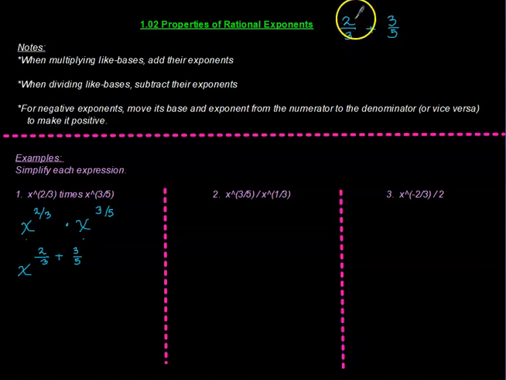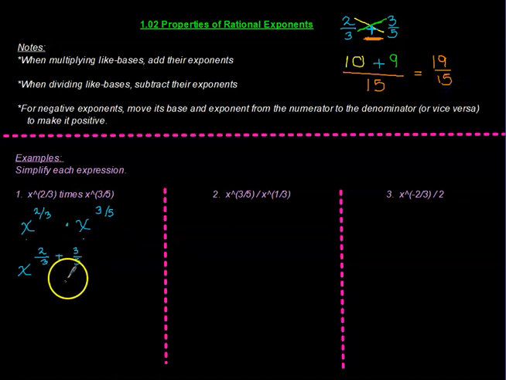Crisscross applesauce. So criss, 2 times 5 would be 10, plus, because there's a plus in the middle. Then we have the cross, 3 times 3 is 9, and then all over applesauce, which is the two denominators multiplied together. So 3 times 5 would give you 15, and this gives you 19 over 15. So when you add them, you'll get x to the 19 over 15th power, and that'll be your rational exponent.